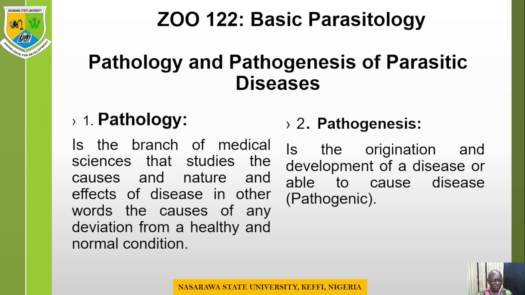It's simply deviation from what? From a healthy and a normal condition. What about pathogenesis? Pathogenesis, we say, is the origination and development of a disease, or able to cause disease. Simply put, able to cause disease, which is pathogenic. The level of severity determines the pathogenicity of the infection of an individual.